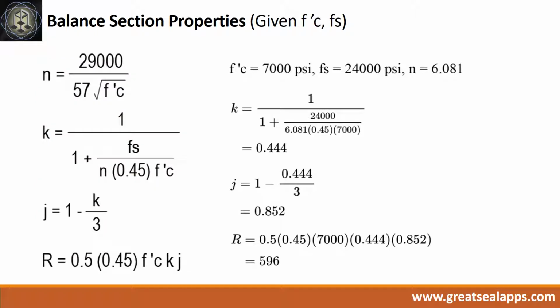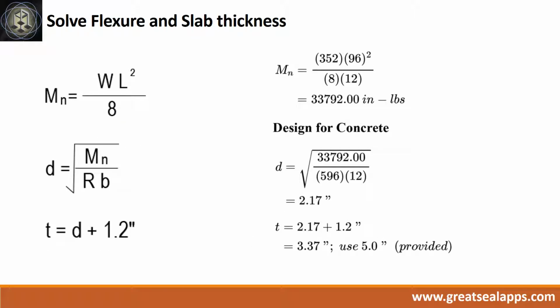Given Fc prime equals 7,000 psi, Fs equals 24,000 psi, the balance section properties are as follows: N equals 6.081, K equals 0.444, J equals 0.852, R equals 596. Given W equals 352 pounds per foot, L equals 8 feet, the moment is 33,792 inch-pounds. The effective depth is 2.17 inches. Use 5 inches for total depth.